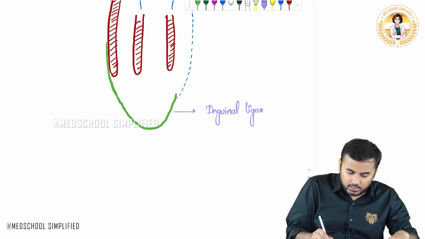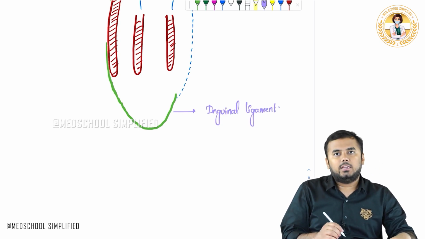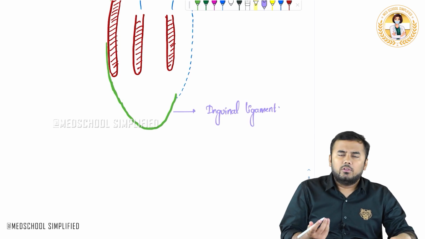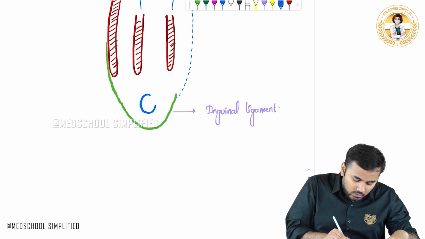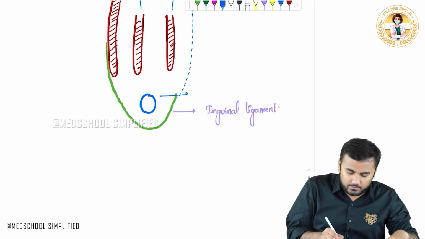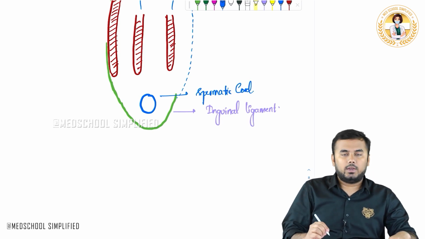This one is your inguinal ligament. Within the inguinal ligament, in case of males, the inguinal ligament is having the inguinal canal. Within this inguinal canal, what do you have in the males? You have got the spermatic cord. So, this is your spermatic cord, and this is your inguinal ligament, right?